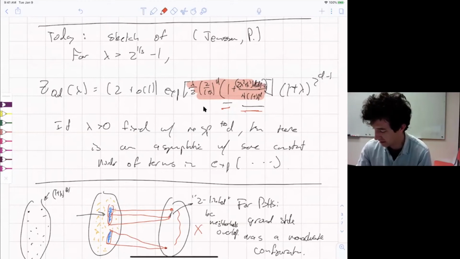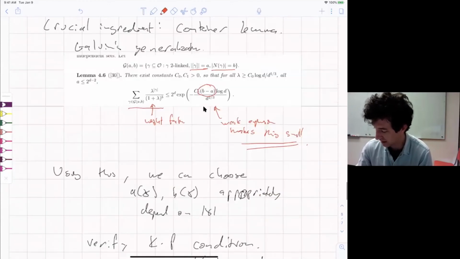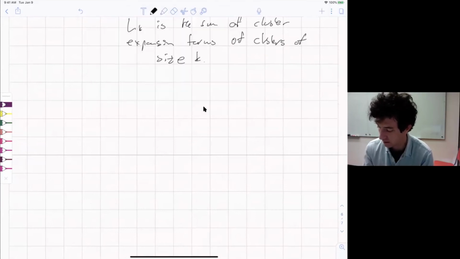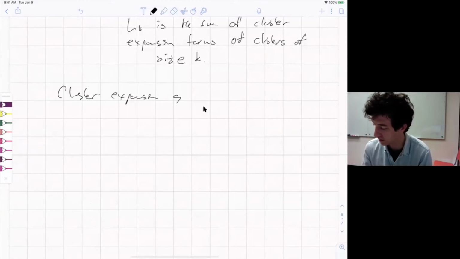And so the bottom line is that the cluster expansion gives a very convenient way to organize and understand the contribution to Z of these deviations of different sizes.